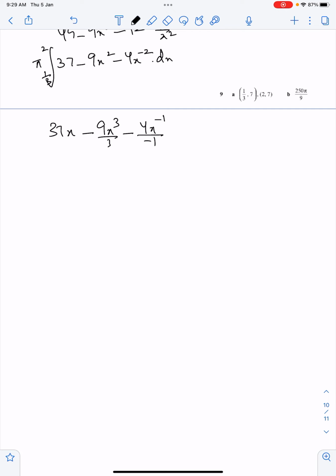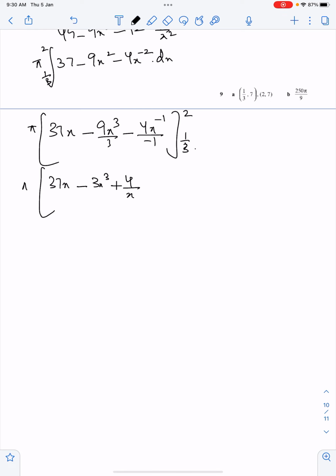Okay, and I will apply the boundaries of 2 and 1 upon 3 on it after simplification. So 37x minus 9 upon 3 is 3x cube. Minus into minus is a plus. This negative and this negative will make it positive, plus 4 upon x. Now simply I am applying the boundaries of 2 and 1 upon 3.